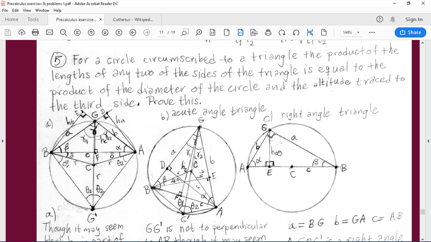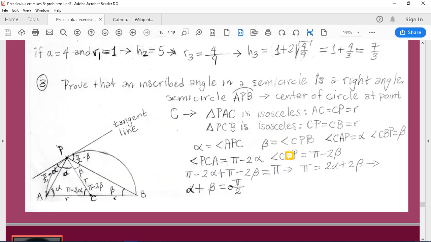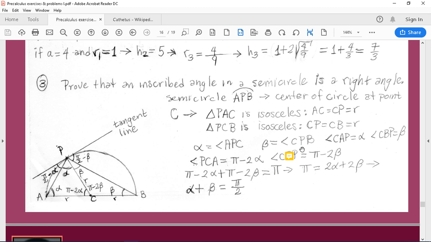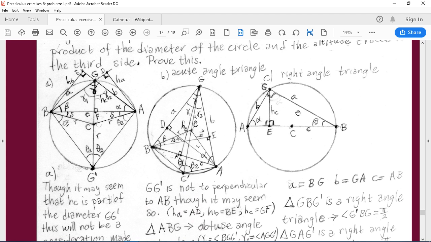Now, as you can notice, the right angle triangle is inscribed in a semicircle. Remember the previous exercise in which we proved that the inscribed angle in a semicircle is a right angle. For the acute angle triangle, you can see that the triangle occupies part of both halves of the circle. The right angle triangle occupies one half of the circle. And the obtuse angle triangle occupies less than half of the circle.